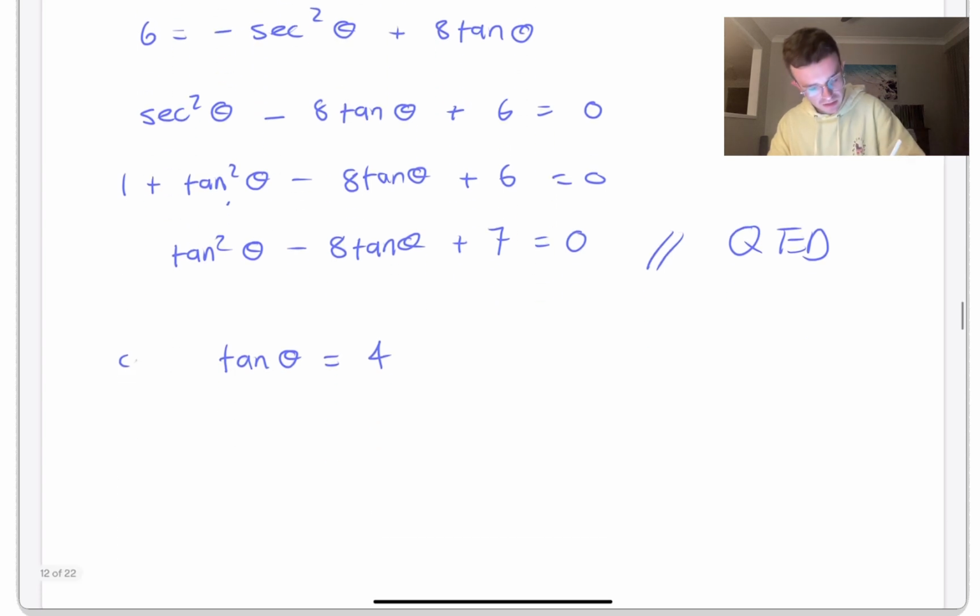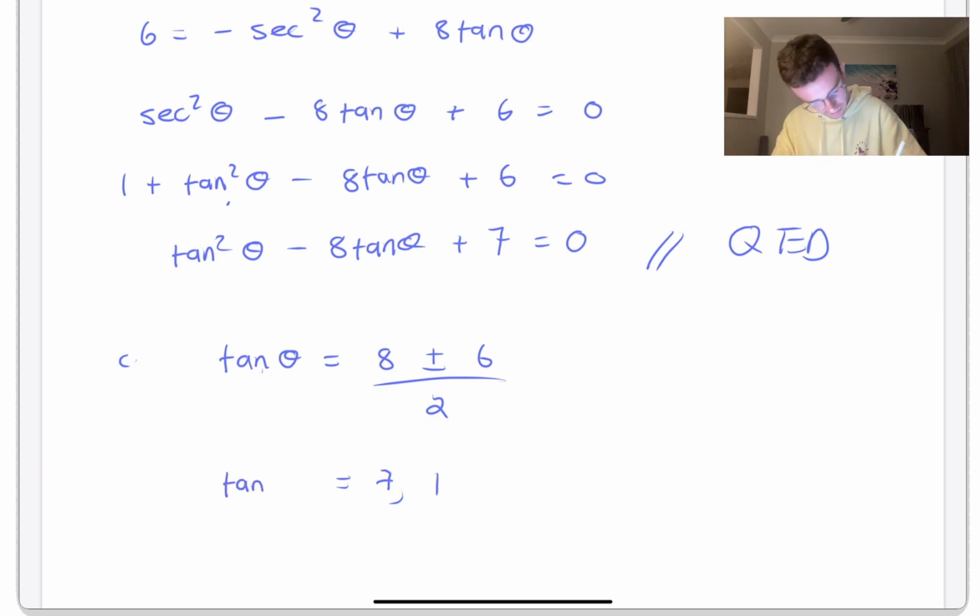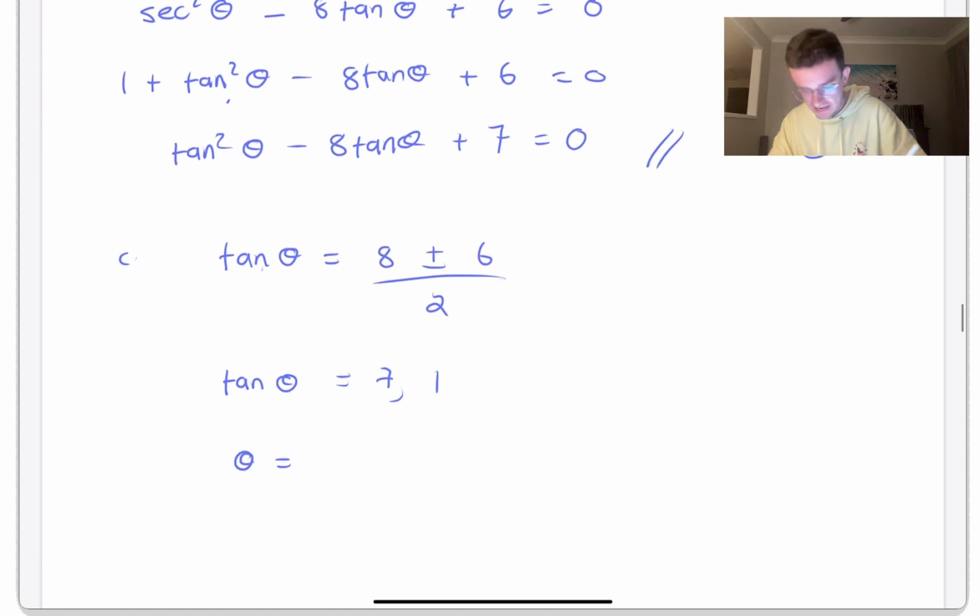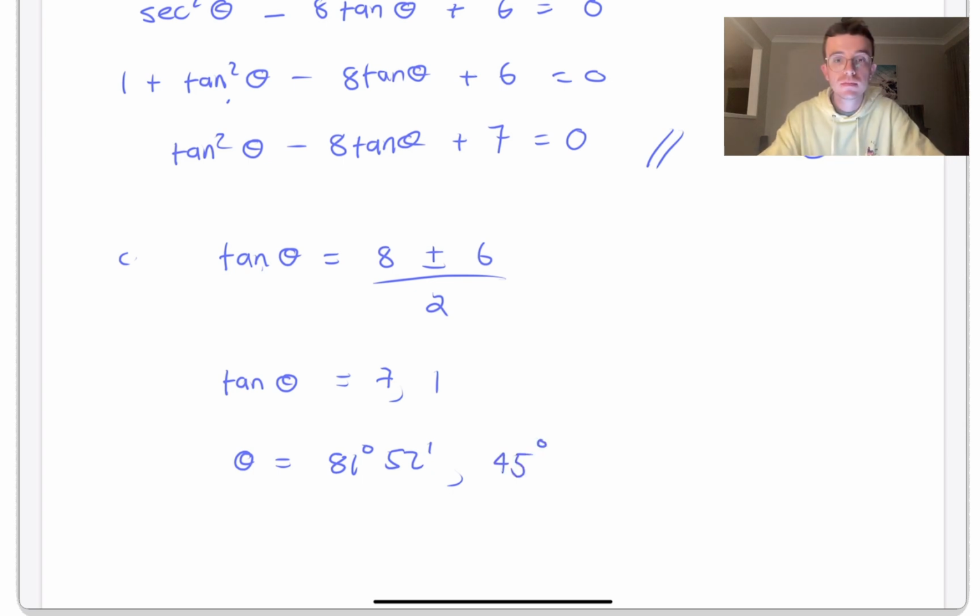Okay, so it's going to be now 8 plus or minus. Now 8 squared minus 4 times 7 is 36. Square root that we get 6, over 2. So 8 plus or minus 6 on 2 we get 7 or 1. So we go, okay, what's inverse tan of 7? Tan inverse of 7 is 81 degrees, 52 minutes. Or tan inverse of 1 we know is 45 degrees. Okay, thank you. That's an introduction to projectile motion.